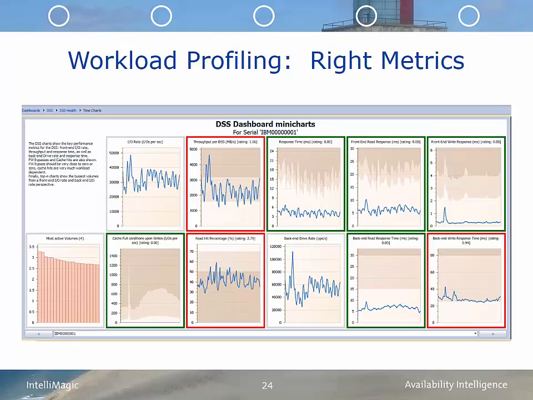IntelliMagic Vision provides a unique way of viewing your workload profile. In this chart, I have a set of what I call mini charts that show the different key performance indicators such as the throughput, the IO rate, the various response times and cache hit metrics. What's really interesting about this chart is that we have applied thresholds that are intelligent and context sensitive to help the user understand if there are any issues. So this is a great way to know if you're close to the edge of the capability of the box on the existing workload. It also provides an excellent way to summarize the workload for planning purposes.